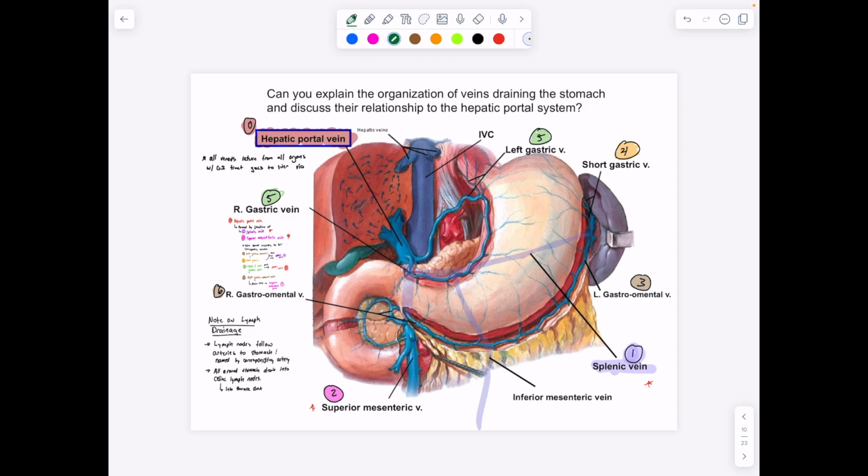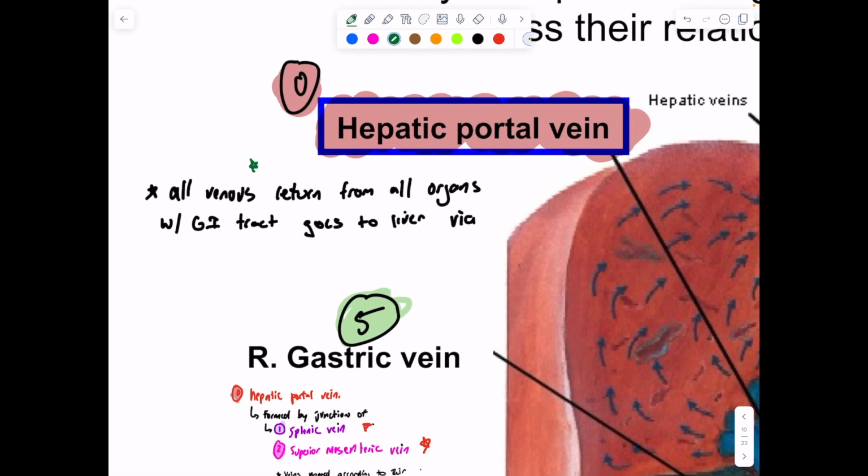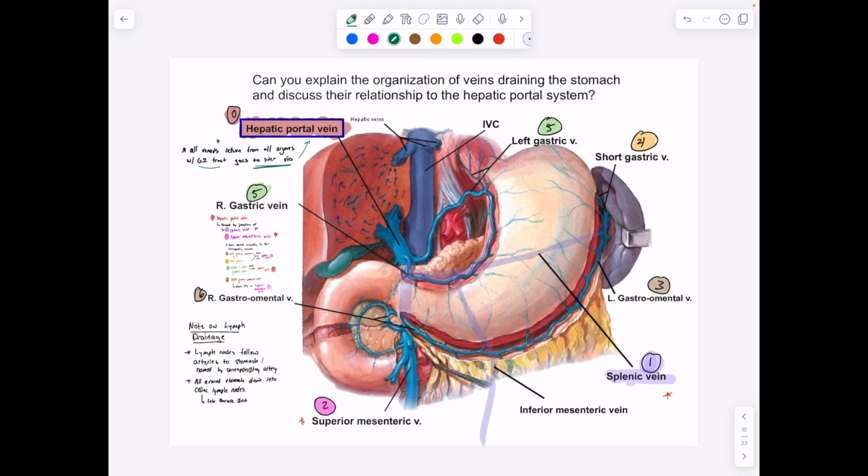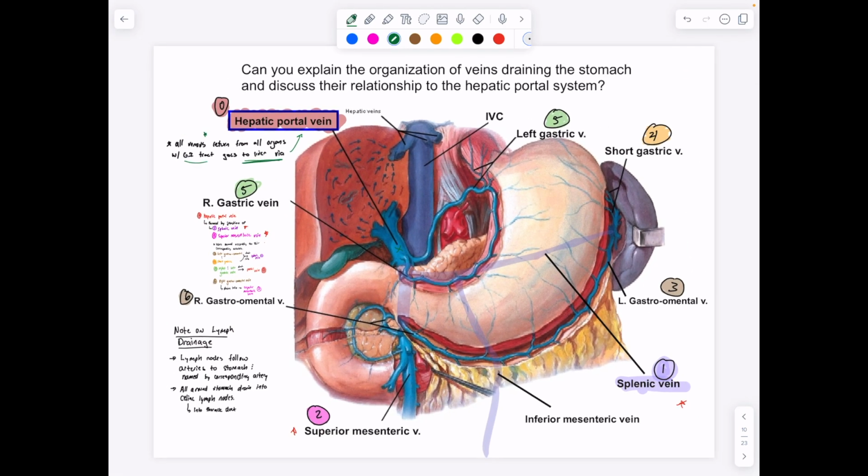All right, can you explain the organization of veins draining the stomach and their relationship to the hepatic portal system? So the basic idea is that all venous return from all organs associated with the GI tract goes into the liver via the hepatic portal vein. So that's this guy right here. After blood goes through the liver, it's going to go into the hepatic veins and go directly into the inferior vena cava. We know where that ends up, in the right atrium eventually of the heart.